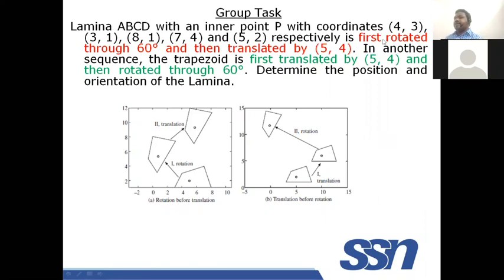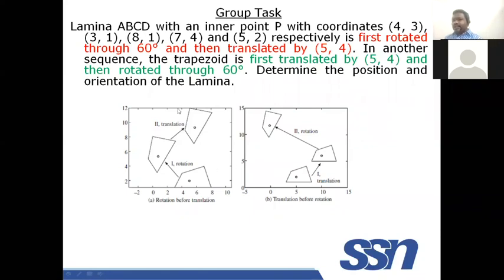It is first rotated through 60-degree. So the direction is not given, let us assume this is anti-clockwise, means positive, theta is equal to 60-degree. Then translated by 5, 4. First rotated, then translated. The second case is that in the other sequence, the trapezoid is first translated by 5, 4 and then rotated through 60-degree. Determine the position and orientation of the lamina.